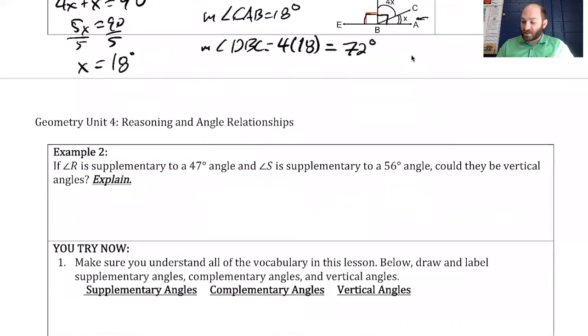Let's do one more example, and we're going to have to deal with our verbal descriptions here. If angle R is supplementary to a 47-degree angle, and angle S is supplementary to a 56-degree angle, could they be vertical angles? All right, so I can't believe I didn't say that earlier. Let me go back real quick.